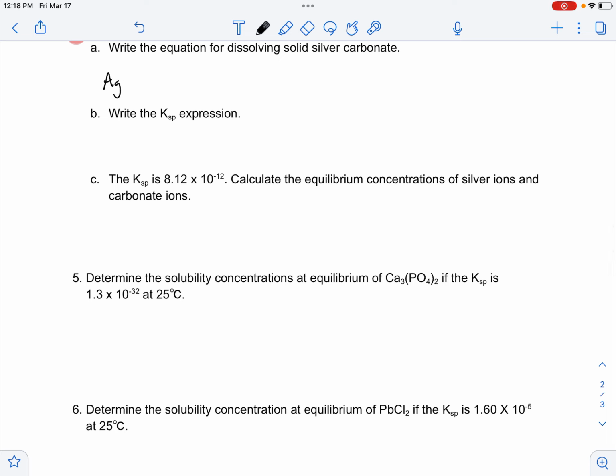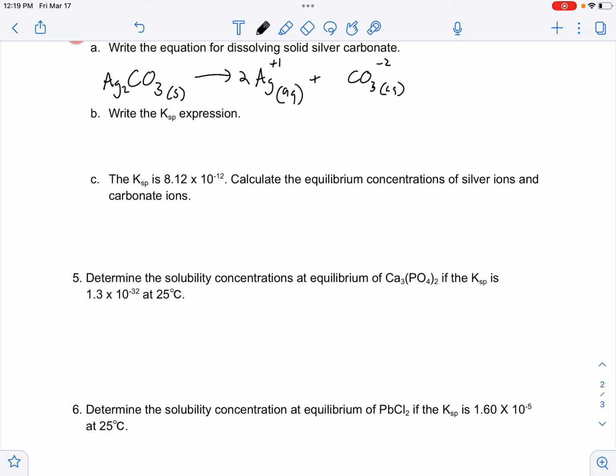So silver, again, is Ag, carbonate is CO3. Carbonate's got a -2 charge, Ag is +1. So your formula is Ag2CO3, and it is a solid. Okay, it dissolves in water, so you would get silver plus carbonate. Silver's +1, carbonate's -2. You're going to need a 2 there. Both of these are going to represent aqueous solutions. Okay, so we have that.